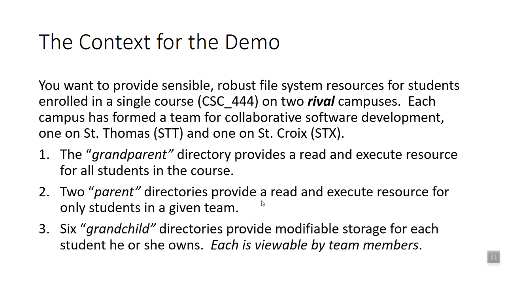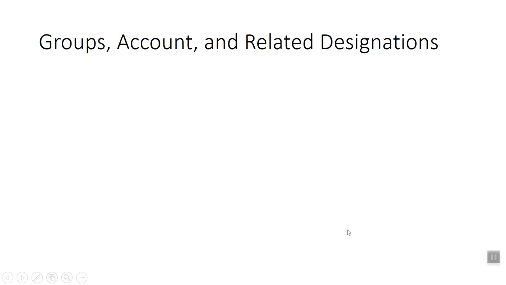And then there are 6 grandchild directories. We call them grandchild: grandparent, parent, grandchild. These directories provide modifiable storage for each student, who owns his or her own. Now this home folder for each student is viewable by their own team members, so they can see each other's stuff as they develop modules for coding. Their team members can see what they're doing with the module code. So as they're doing their components, they have a common reference. It's a very, very robust structure.